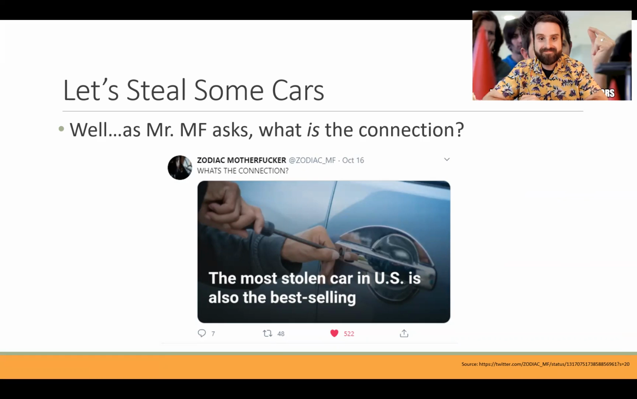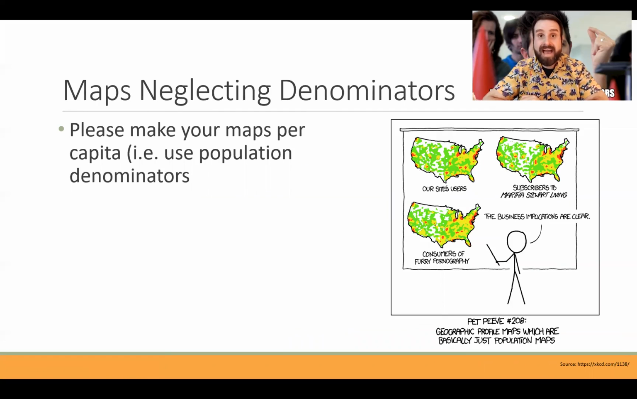Moving on now, maps. You will see maps that neglect denominators all the time. And this is one of my favorite XKCDs. His pet peeve number 208, geographic profile maps, which are basically just population maps. So if you look at your website's users or maybe your company's buyers, and you just create a heat map that doesn't account for the denominator of population, you're going to see these hot areas just around population centers. It doesn't mean anything. It doesn't mean that you're especially popular in that area. To know that, you would need to do per capita measures that use the population as a denominator.